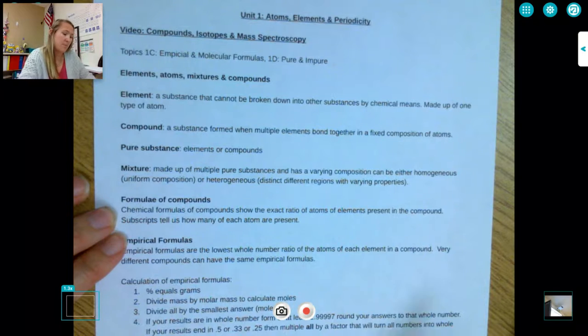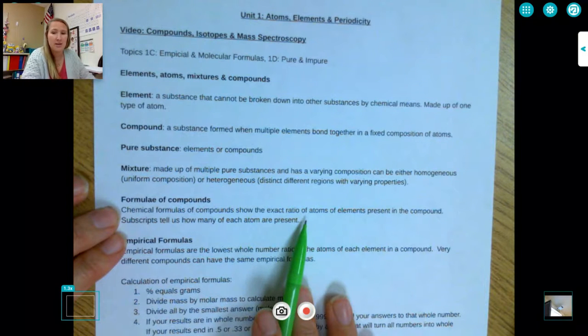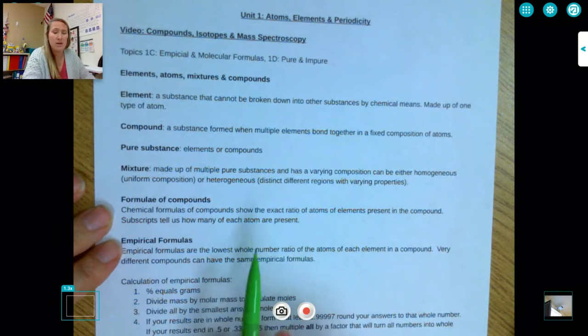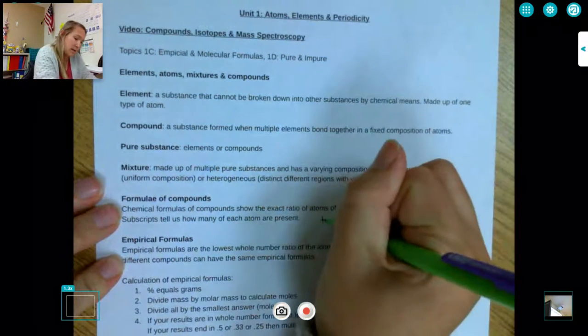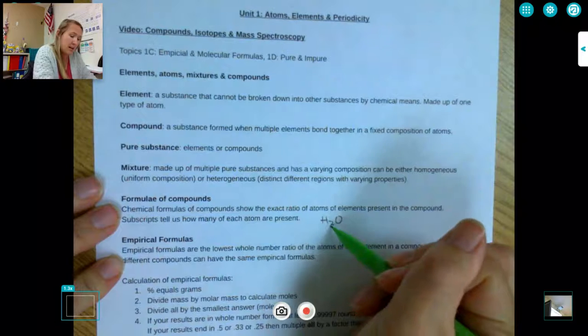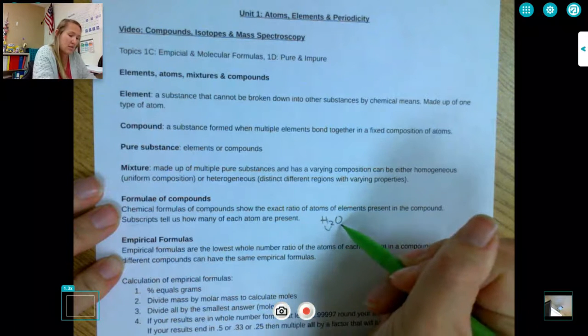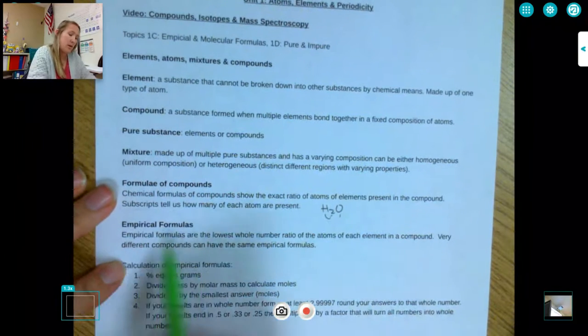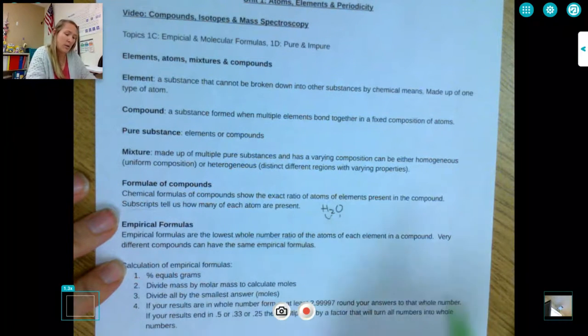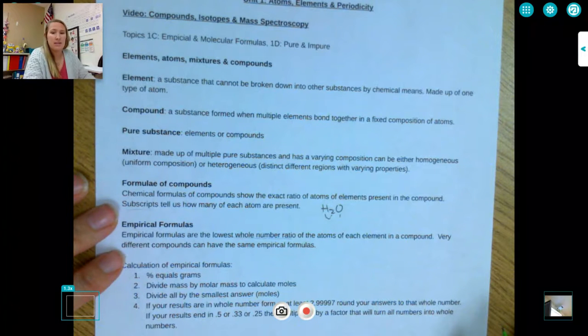Compound formulas show the exact ratio of atoms of elements present in the compound. Remember that subscripts tell us how many of each atom are present. So I have something like H2O. That means I have 2 hydrogen atoms, nothing after the oxygen, so there's 1 oxygen atom. Empirical formulas are the lowest whole number ratio of the atoms of each element in a compound. And very different compounds can have the same empirical formula.